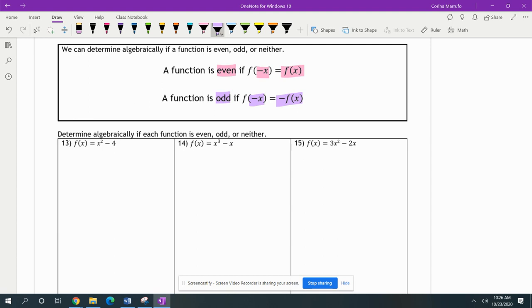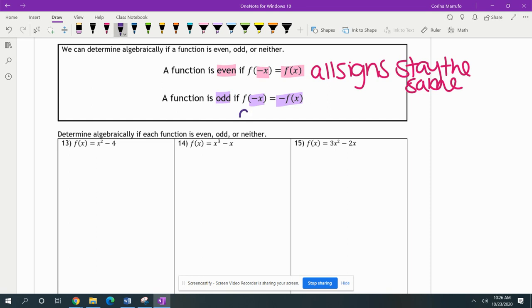Okay, so when we're checking for the even, all signs stay the same. For an odd function, all the signs are going to change. All signs change. Not just one, not just two, all of them have to change. So let's go ahead and try some examples.